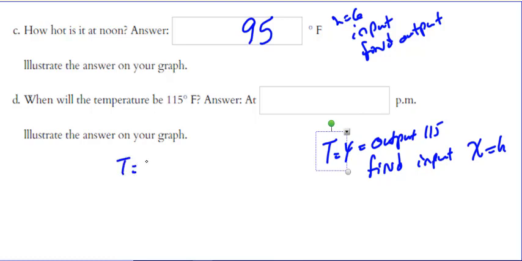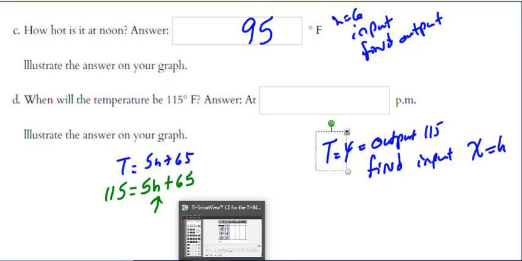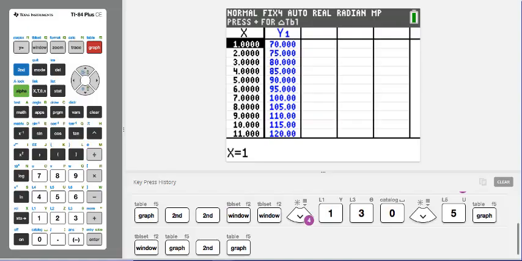So T equals what? 5H plus 65. So from a mathematical standpoint, they're saying, hey, 115 equals 5H plus 65. Find the H, right? We can do that a couple ways. You can algebraically solve it, which is good, or you can do it on the calculator. If we do it on the calculator, we can look at a table. So we're looking at 115. We're looking at 10 hours, right? 10 hours from 6 a.m. would be what? 4 o'clock, right? So 7 be 1, 8, 9, 10. So 10 hours from 6 a.m. would be 4 p.m. there.